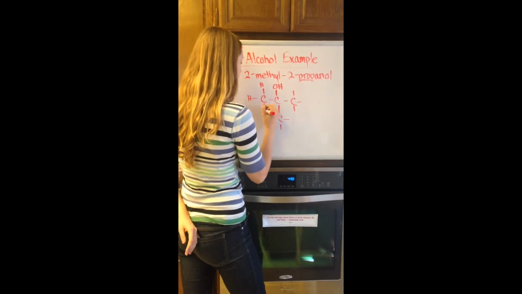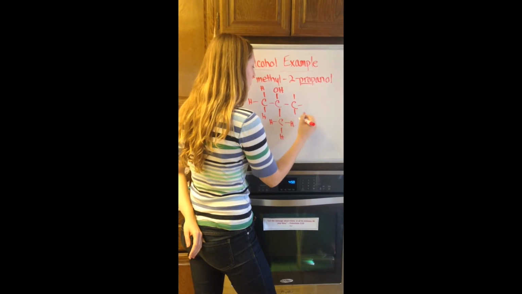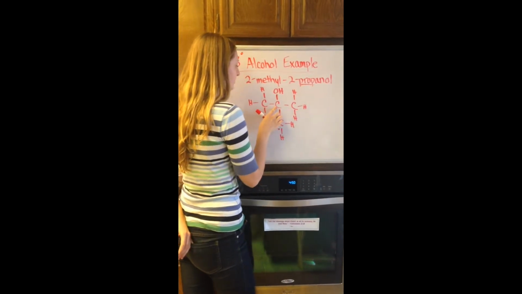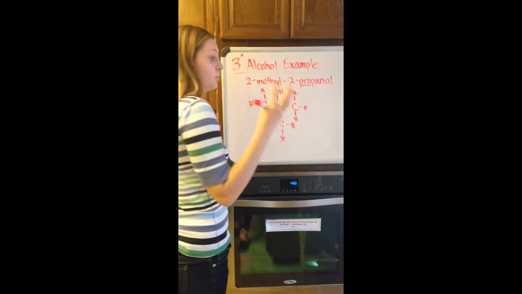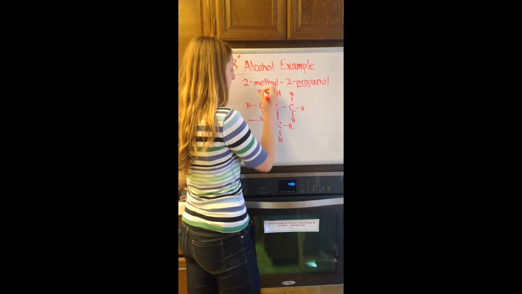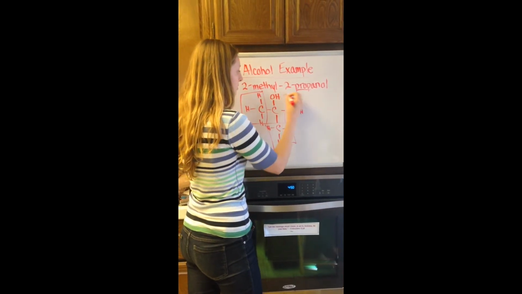And we know that this is a tertiary alcohol because we have the alkyl carbon, which is right here, attached to 3 alkyl groups. So we have the R groups, one here, one here, and one here.